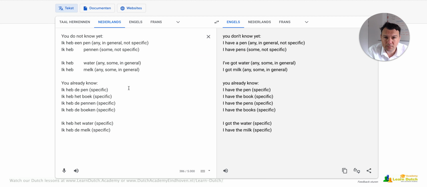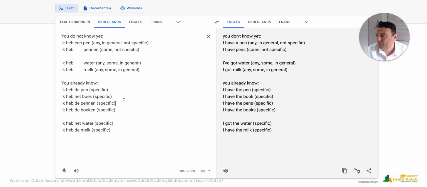I have some examples for you. If you don't know yet, I would say, ik heb een pen. So what does it mean? It could be any pen. It could be a pen in general or not a specific one. If it's plural, I'm going to say ik heb pennen. This invisible "an" means some pens, not specific ones.